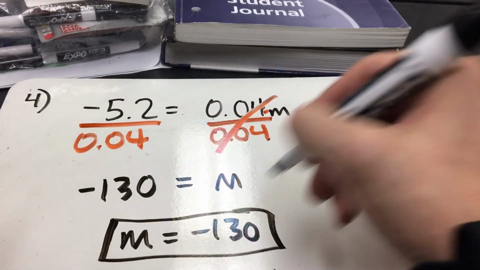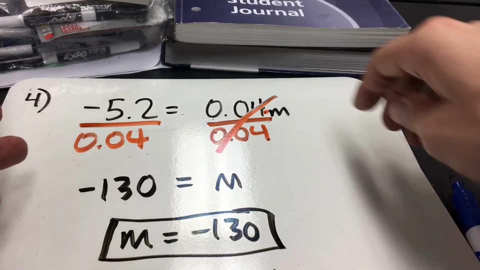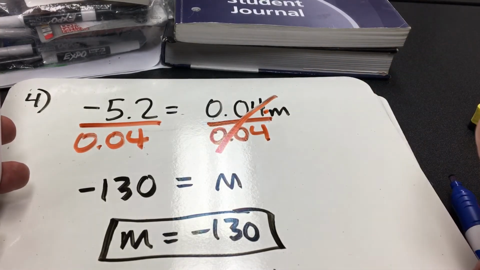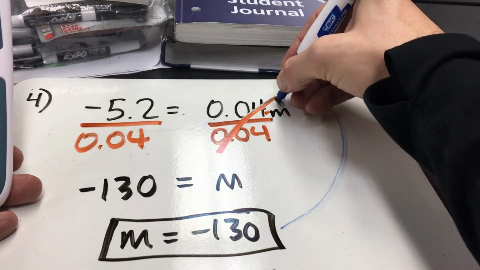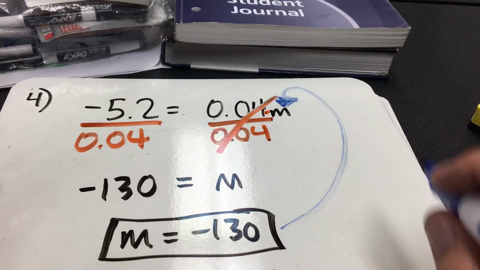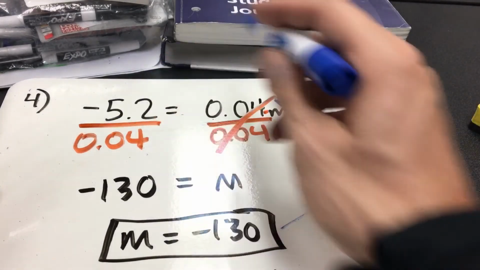Now, if I really wanted to check it and I wasn't sure if I was doing it right at my house, and I'm like, man, I don't know if I'm doing these right or not, could I take my answer and take it all the way? I'm going to give this blue marker one last shot. Could I take it and put my answer right back here in the original problem? Could I do 0.04 times this and see if I get negative 5.2?